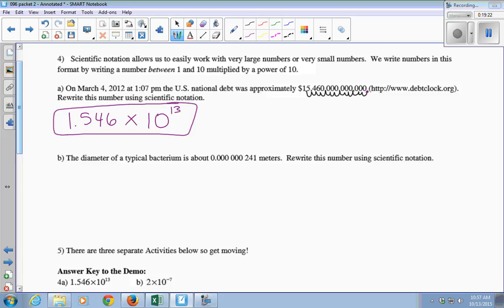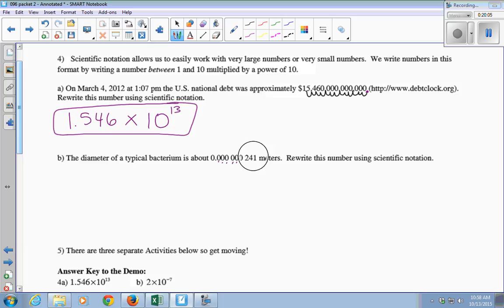So here's an example where we do this for small numbers. The diameter of a typical bacterium is 0.000000241 meters. If I wanted to say this number correctly, I would have to go, okay, so it's got to be tenths, hundredths, thousandths, 10 thousandths, 100 thousandths, millionths, 241 millionths. And it's hard to say. You got to count what the place values are.